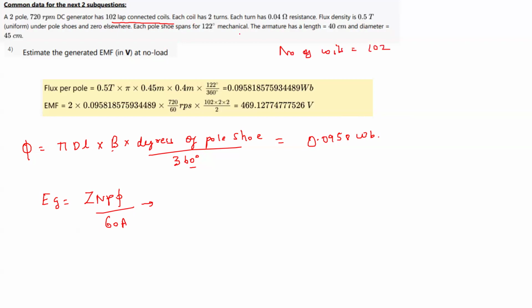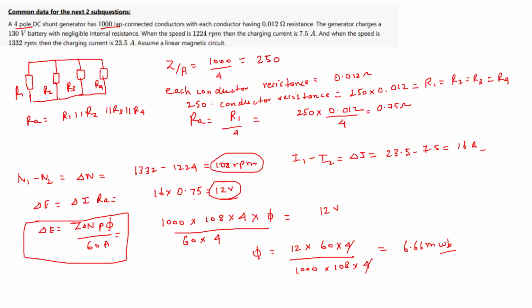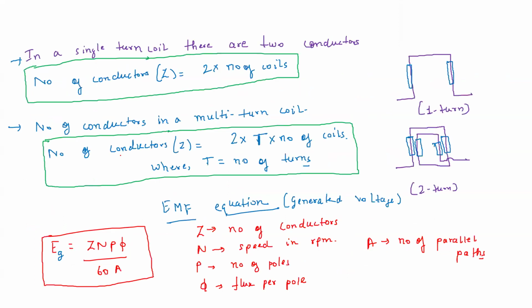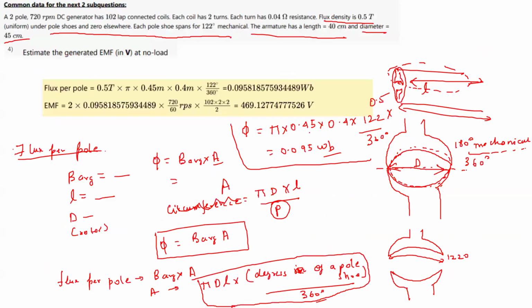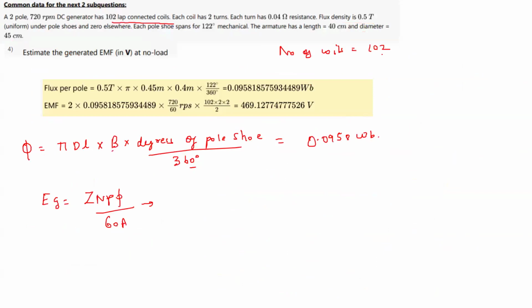Okay, so we have seen the number of conductors for a multi-turn coil. What is the formula? So the number of conductors in a multi-turn coil is Z equal to 2 into T into number of coils, right? So let us now see this. So the number of conductors will be 2 into T into number of coils.